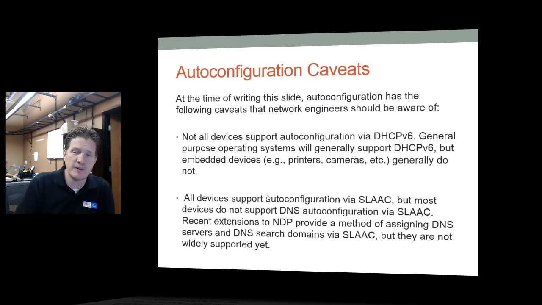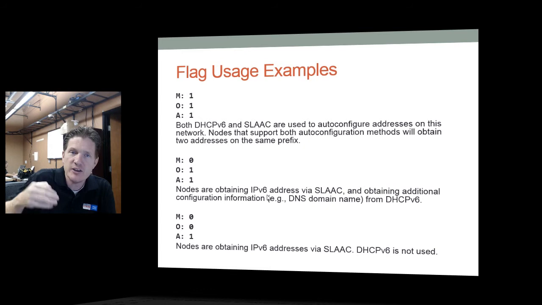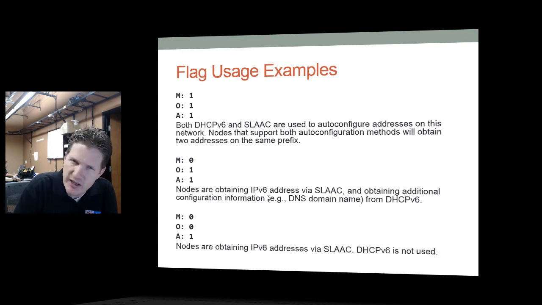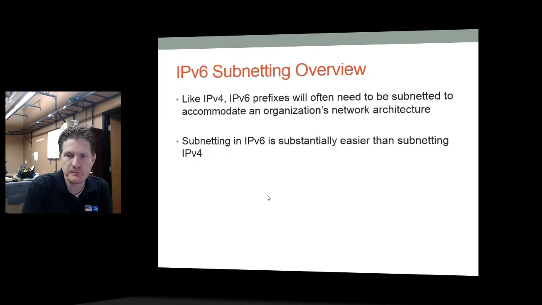All devices support auto configuration via SLAAC, but most do not support using DHCP for DNS together with SLAAC for the address. Going back to my previous slide, you'll notice that you can have M0, O1, and A1, meaning you'll use DHCP to get the DNS address, but you'll use auto configuration SLAAC to assign the address. This is a unique situation where you want to be assigned a DNS server, but you don't want to be assigned an IP address by the DHCP server. SLAAC does support that, but not all devices will. So be careful if you try to implement that. Some devices will not support it.